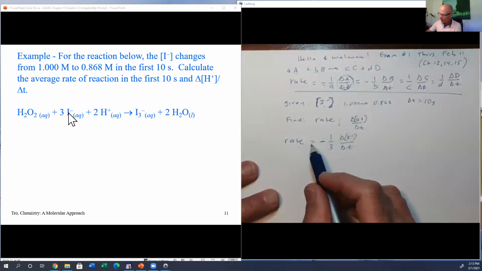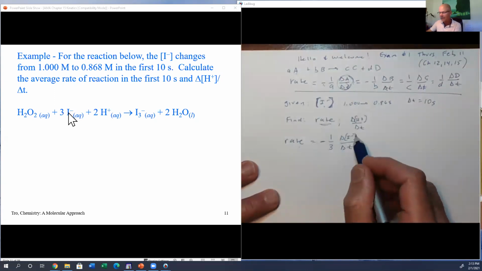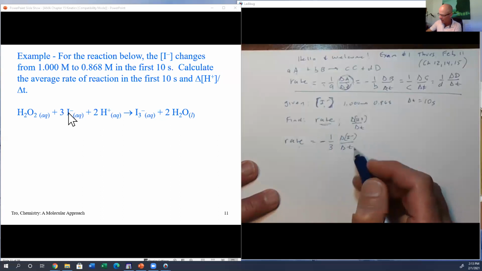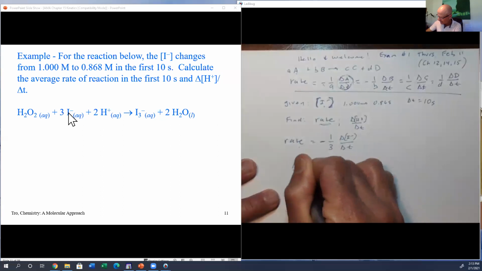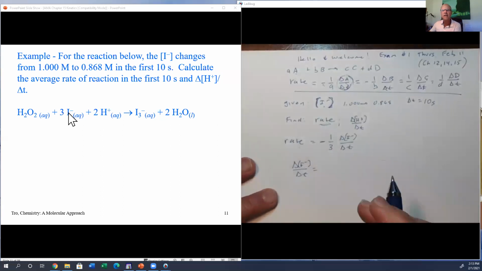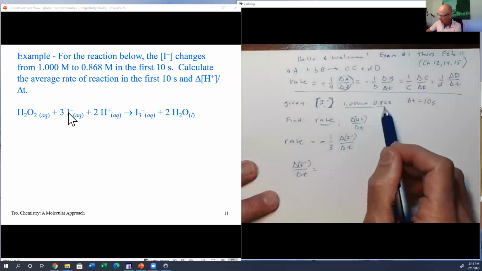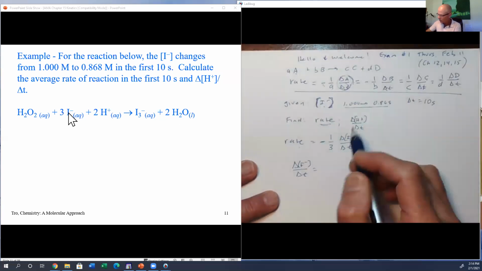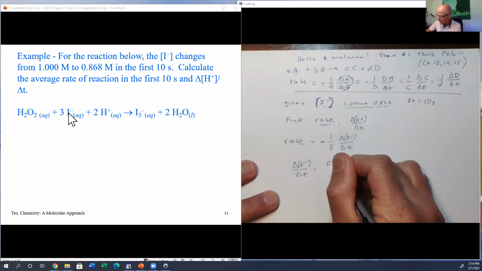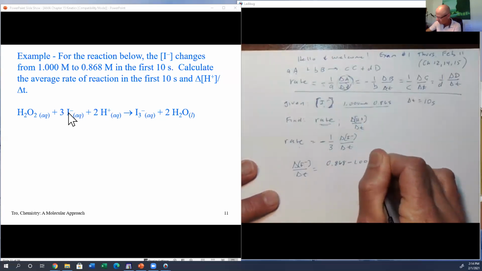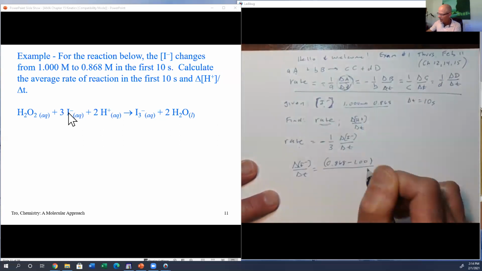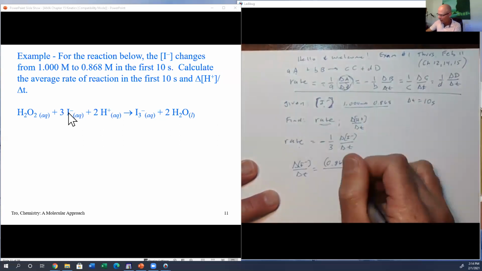So now, in order to get the reaction rate, I've got to figure out what delta I minus over delta t is. Remember, delta anything is final minus initial, okay? So here's the change in the I minus concentration. The numerator here is going to be 0.868, that's final minus initial, divided by delta t, well, it told us that was 10 seconds.